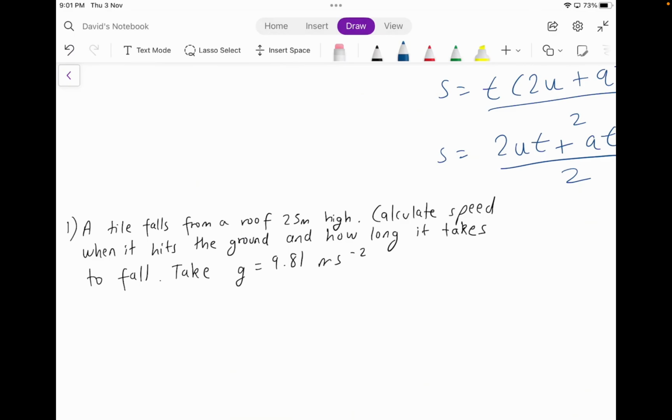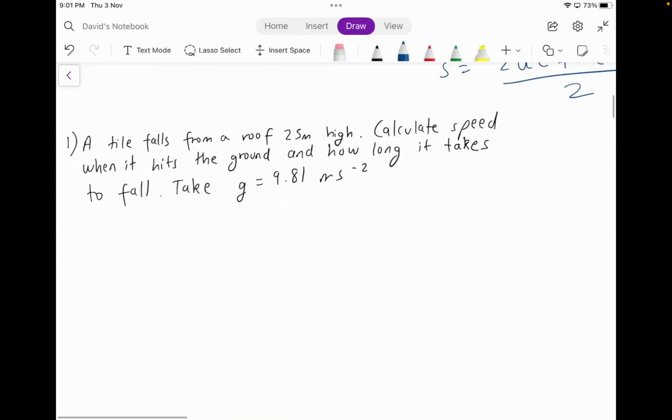So what I like to do is draw a simple diagram of a house, and you can see a tile falling, and the distance from the roof, since it falls, is just going to be 25 meters. And this is falling at 9.81 meters per second squared, which is the acceleration due to gravity it falls at.